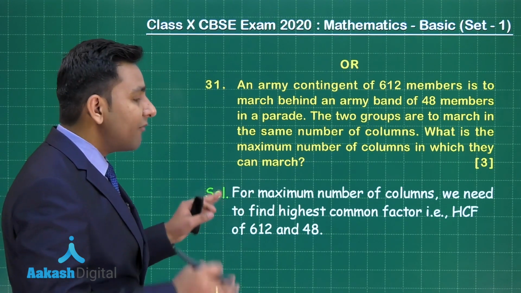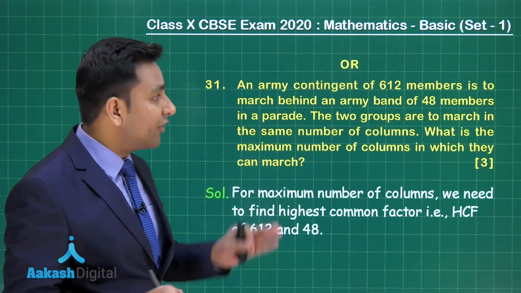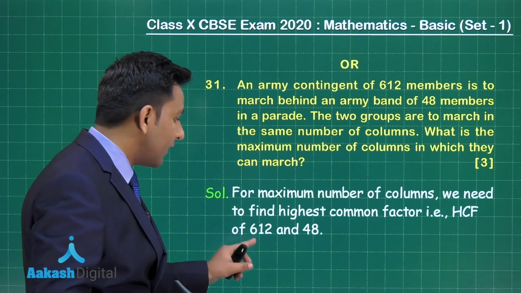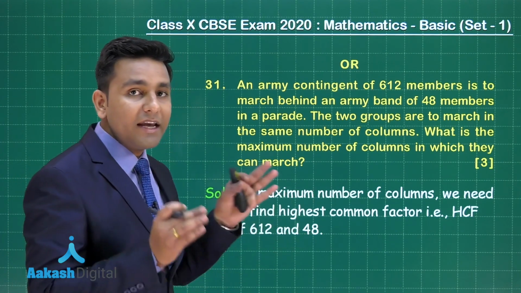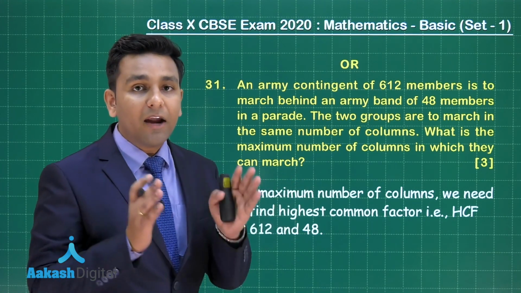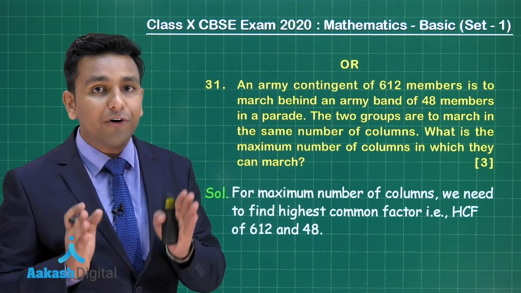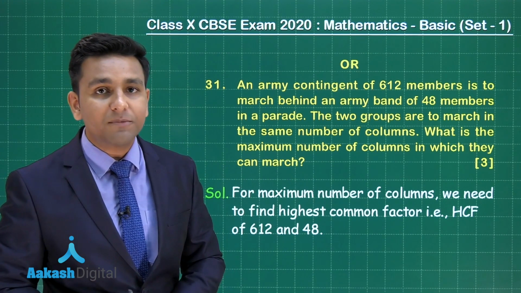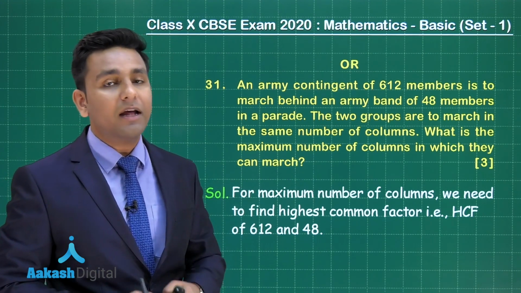First, here we have to find the HCF of two numbers 612 and 48. The HCF will be the required answer for this question. And we will be finding the HCF of these two numbers using the concepts of Euclid's division algorithm.